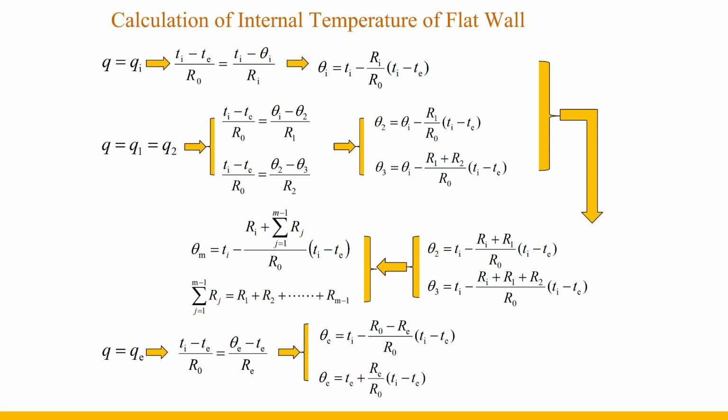It can be listed that Q equals Qi, equals Q1, equals Q2, equals Q3, equals Qe. Through sorting, the calculation formulas of the inner and outer surface temperature of the flat wall and the temperature of each layer can be obtained, and then the calculation formula of the temperature of any layer in the multi-layer flat wall can be derived. In the formula, the layer number is numbered along the direction of heat flow.